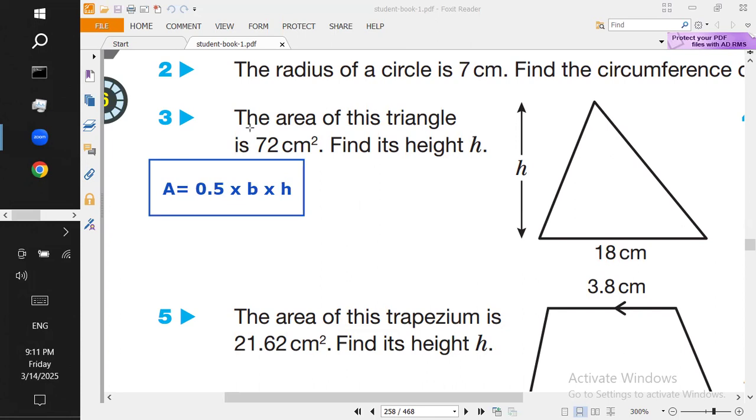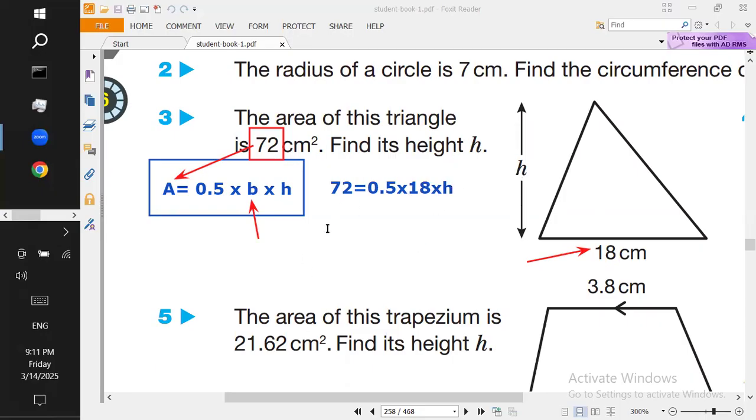So we already know that the area is 72. It means I'm going to substitute this 72 instead of the area here. And then I have the base here, which is 18 centimeters. I'm going to put it instead of the base and then rearrange to find the h. Now let me put the numbers. The area is 72, so 72 equals 0.5, which is half, times the base, which is 18, and times the height, the value that I don't know.